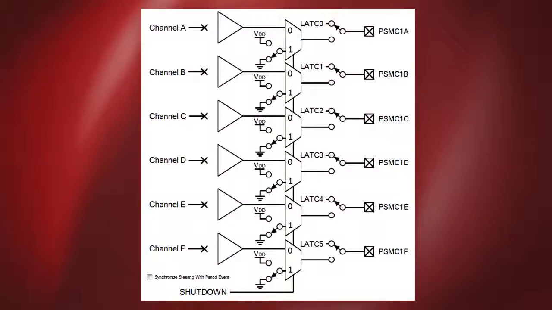Here I've opened the output control GUI by clicking on the output control block. There are 4 selections for each channel in this control: output enable, output steering, output polarity, and shutdown level. The output enable switch selects between the port latch output and the PSMC channel. When the port latch output is selected, the output pin is not affected by the PSMC. When the PSMC channel is selected, the pin is not affected by the port latch.